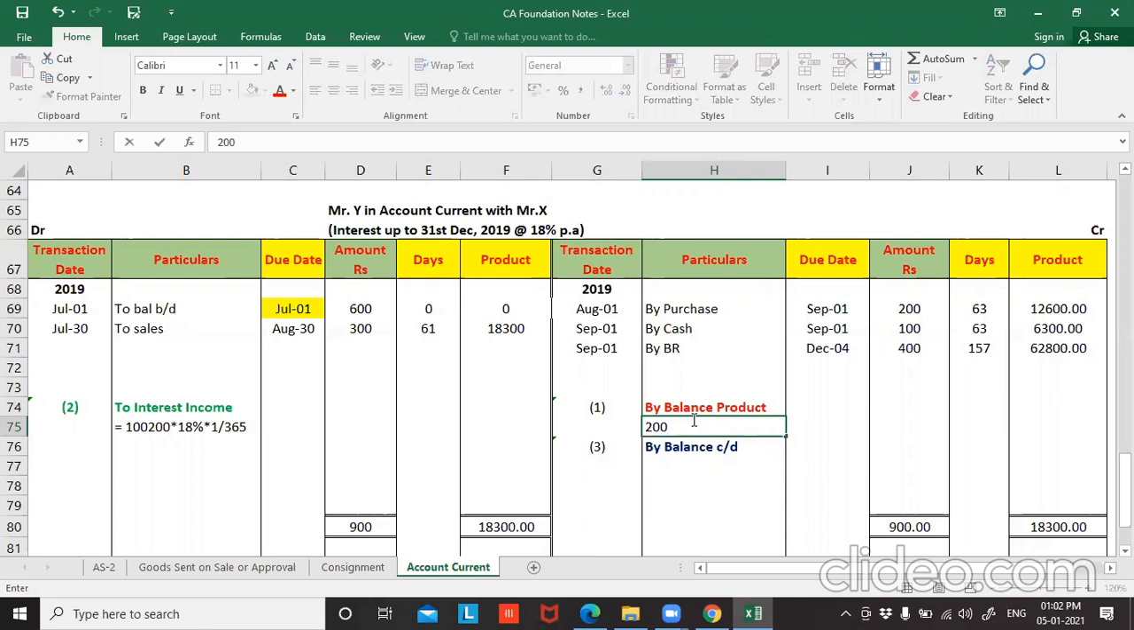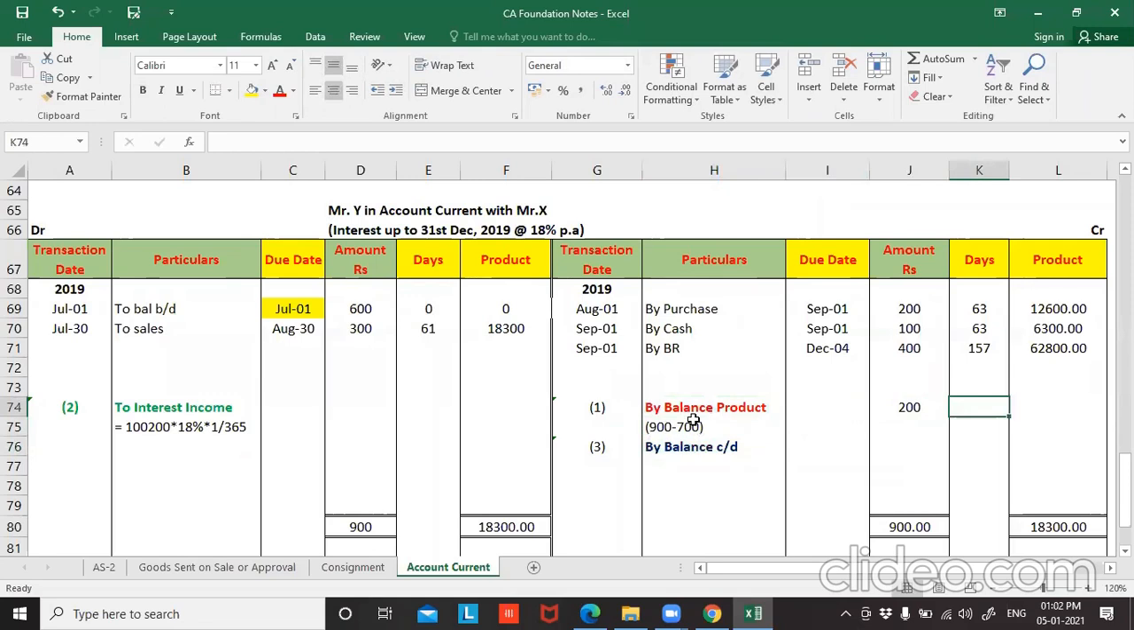Yes or no? Yes, sir. So here you have to take the difference. 200 is the balance amount. Note it down. In the bracket, how did you get 200? 900 minus 700. The 200.